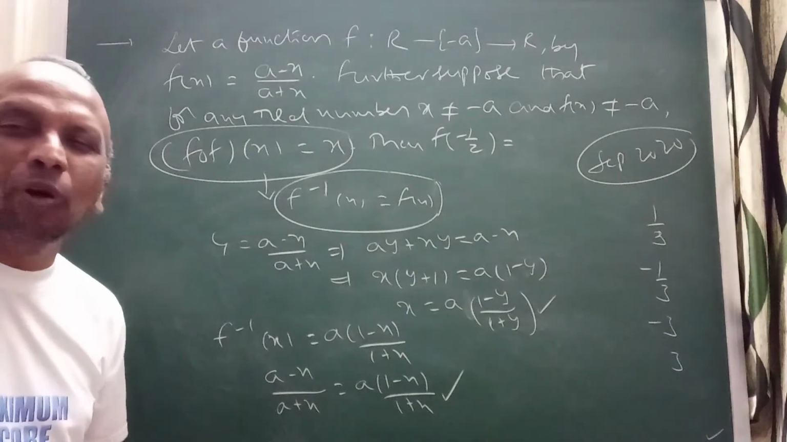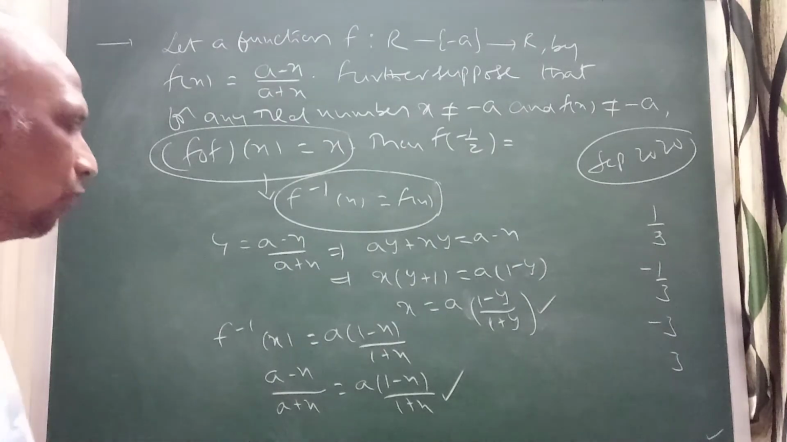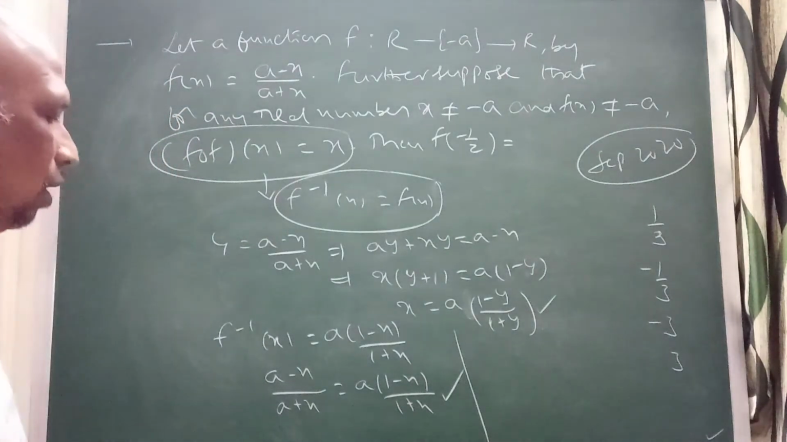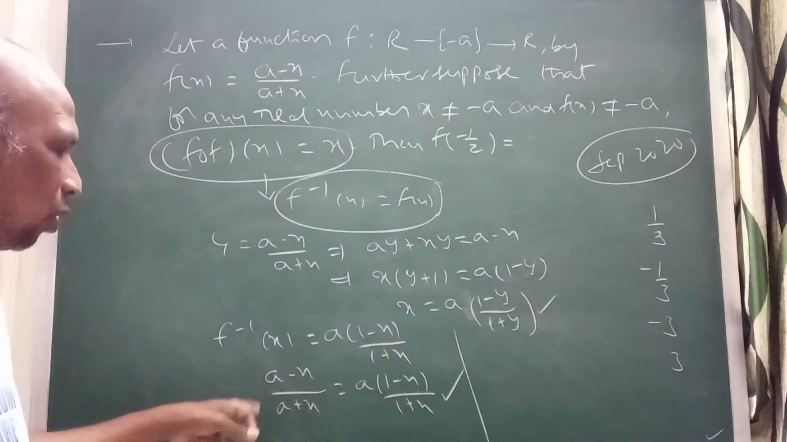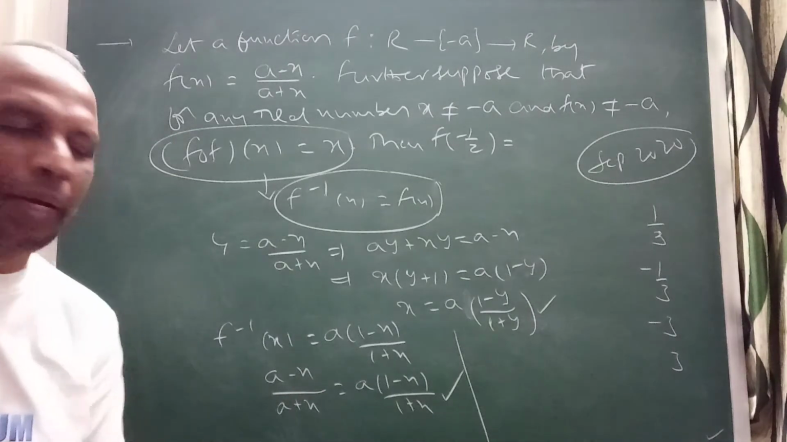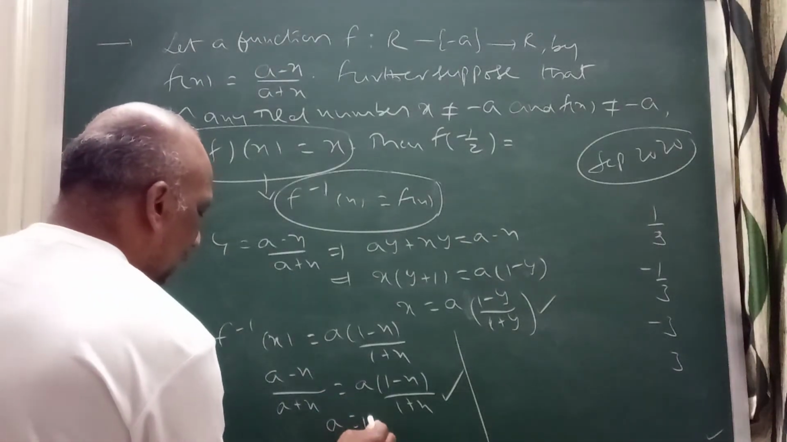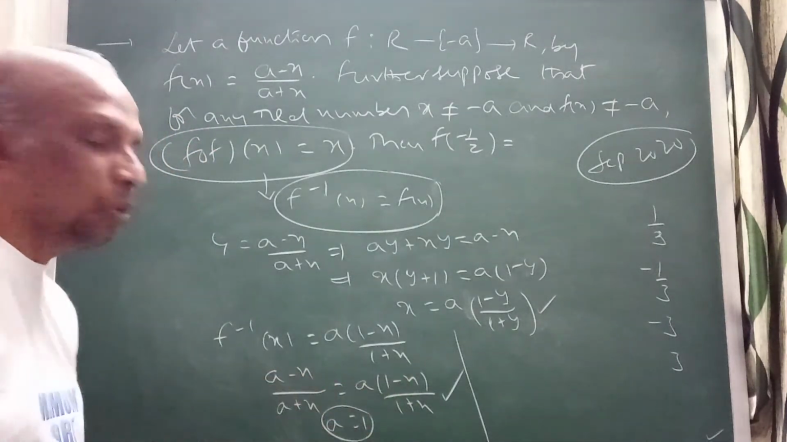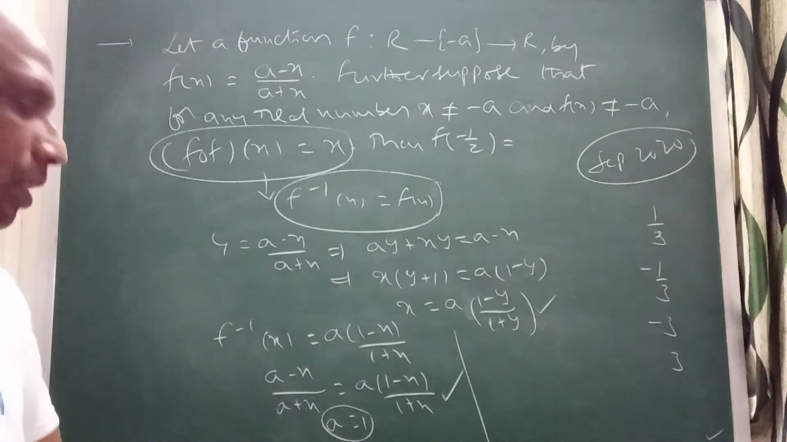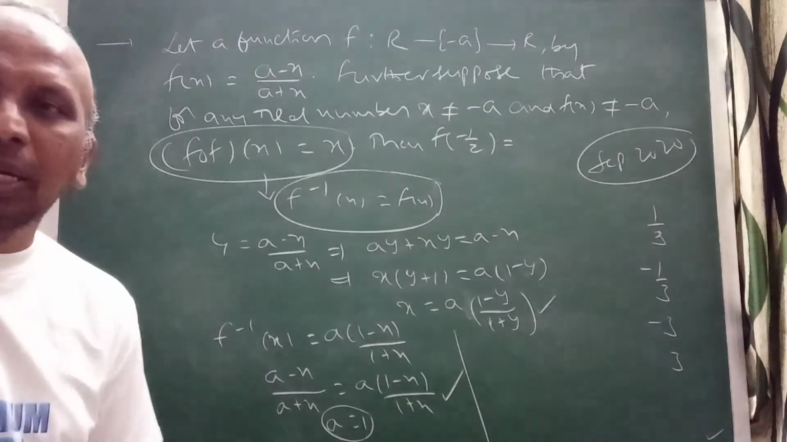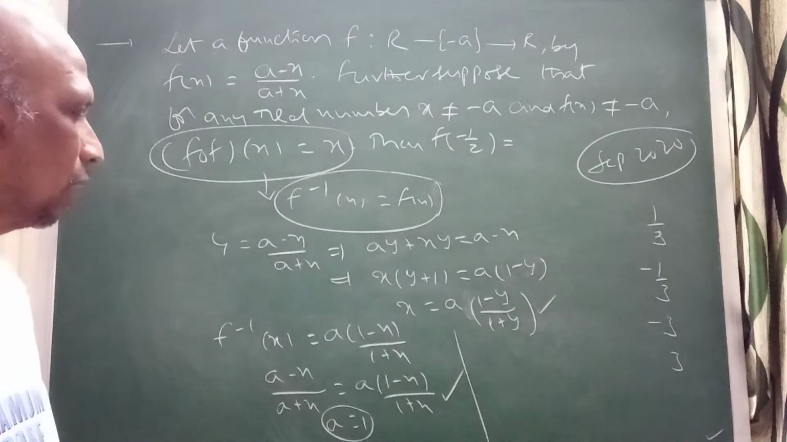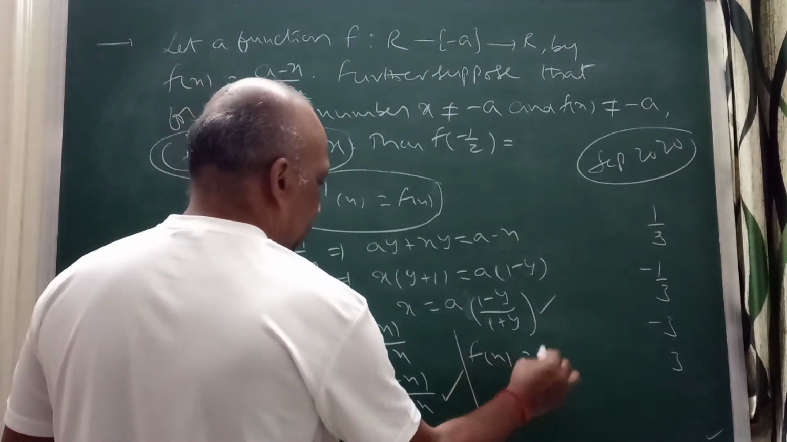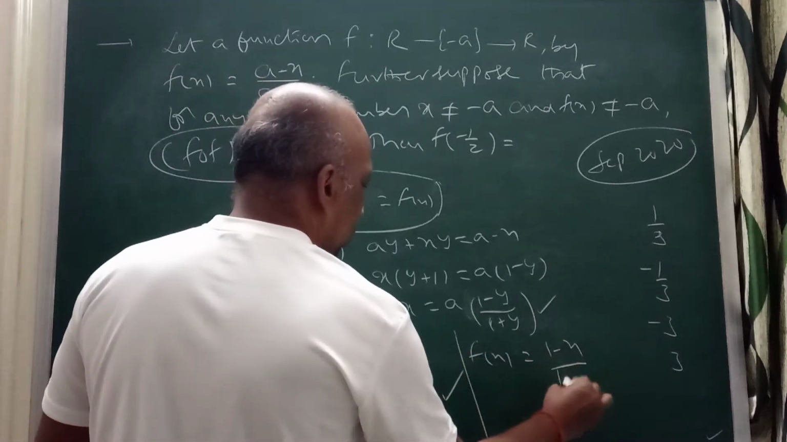Now we can find the value of a here. If you simplify, you can find the value of a. Just a simple idea: if a is equal to 1, it satisfies both the sides, right? With a equal to 1, 1 plus x, 1 minus x, it satisfies. Luckily we got a is equal to 1. Therefore, when a is equal to 1, what is f of x? It will be 1 minus x by 1 plus x.